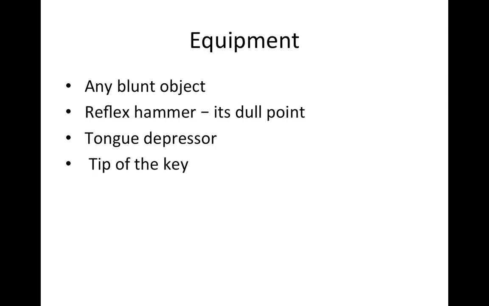What is the equipment you use for the Babinski test? Any blunt object can be used. You can use the reflex hammer, the dull point. You can use a tongue depressor. You can use the tip of your key, or you can use a coin.